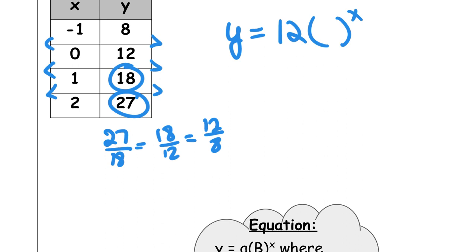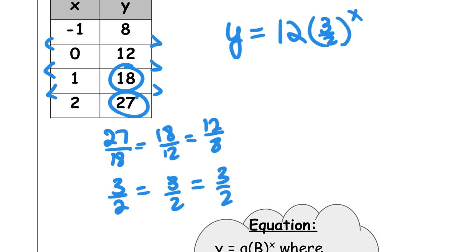That's the way you can get your B value when you have a table and they're going by ones. So 27 over 18, what does that reduce to? 3 goes into both of them. 9 goes into both of them. 3 over 2. Okay, what about 18 over 12? 3, no, wait. 6 goes into both of them. 3 over 2. Good. What about the last one? 4 goes in. So you see how we're multiplying each time. We multiplied 8 by 3 over 2. We multiplied 12 by 3 over 2. So that is our B value.